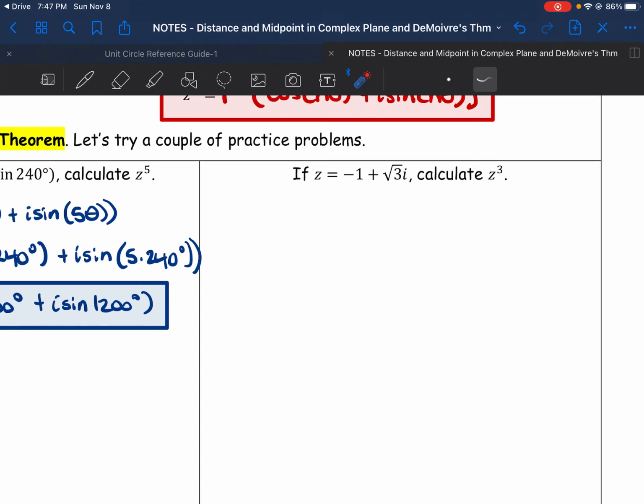Here we have z is the complex number -1 plus square root of 3 i. We want to calculate z to the 3rd power. Now what we don't want to do is take -1 plus root 3 i to the 3rd power and try to multiply that out. That would get a little bit messy for us. So here's what we could do instead. Let's first convert to polar coordinates. So convert to polar first.